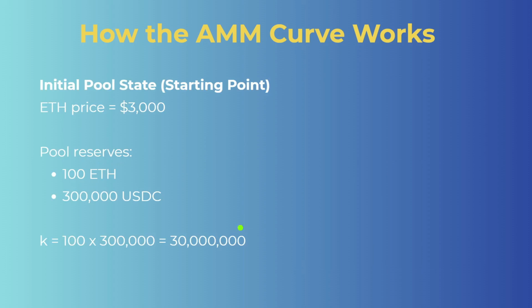So let's make an example. Let's imagine that we have an ETH price of $3,000. The pool reserves are 100 ETH and 300,000 USDC. So the K that must be constant is 30 million.